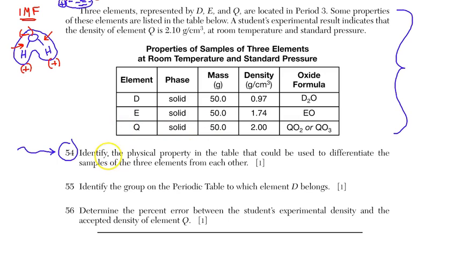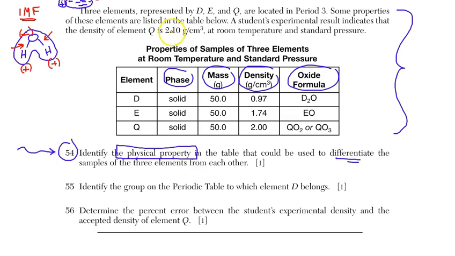So identify the physical property, and that's important. They want a physical property in the table that could be used to differentiate. Differentiate, a fancy word, is to see how one differs from another, the samples of the 3 elements from each other. So, okay. So what we have is phase, mass, density, and then their formula. Okay, now a physical property has to do with a property that when we test for it or look for it, we don't change the substance.